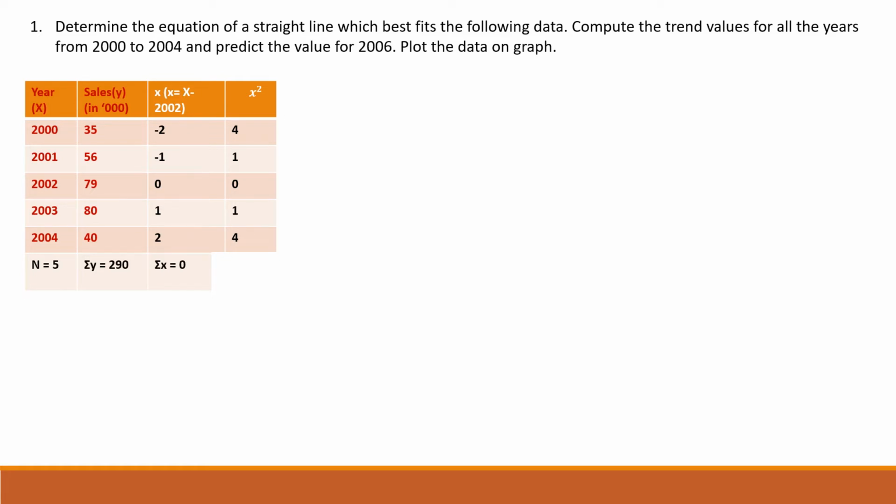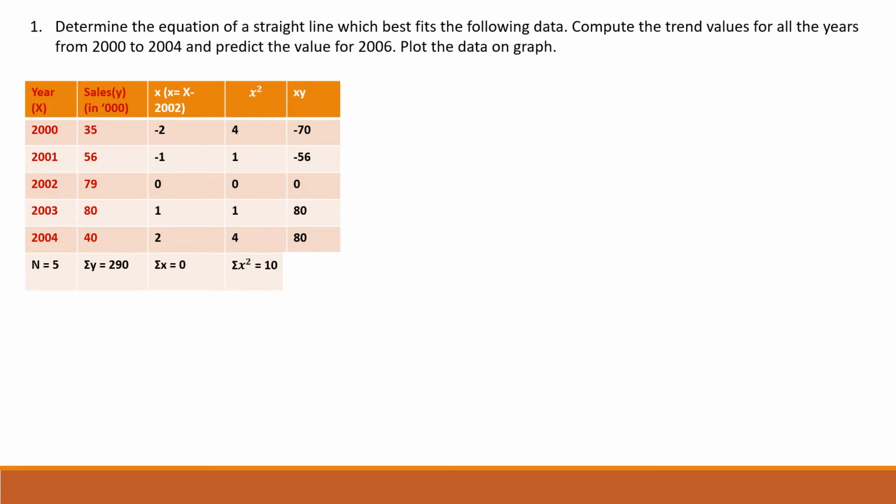Here for 2000, x is minus 2. Square means minus 2 into minus 2 is 4. Minus 1 into minus 1 is 1. 0 into 0 is 0. 1 into 1 is 1. 2 into 2 is 4. And the summation of x square is 10. Next, we have to calculate xy. In the formula, we need xy for calculating the b value.